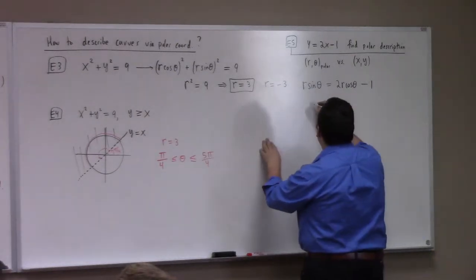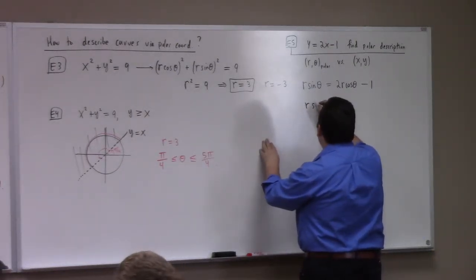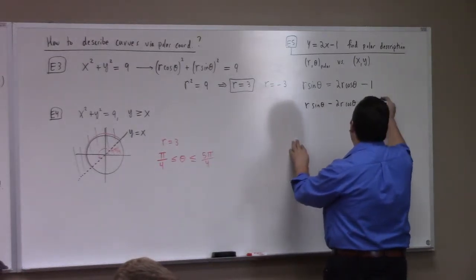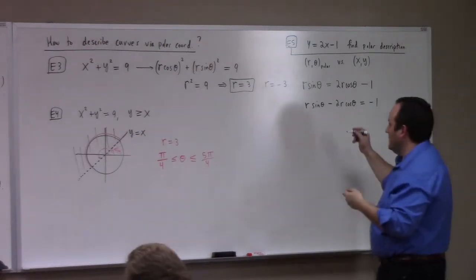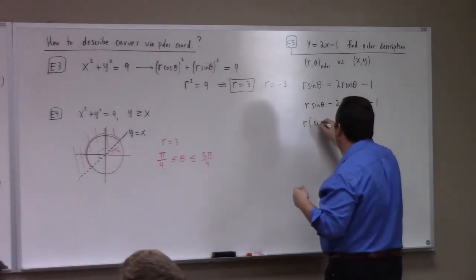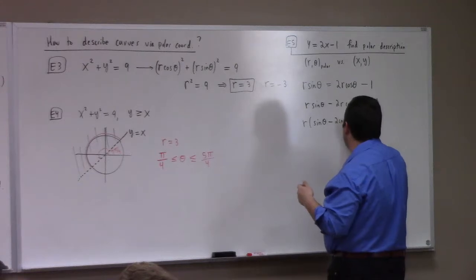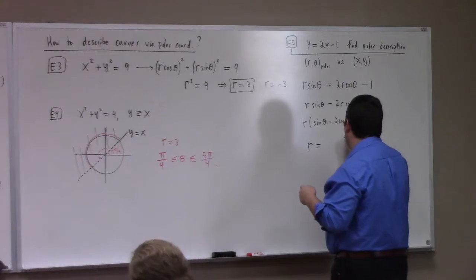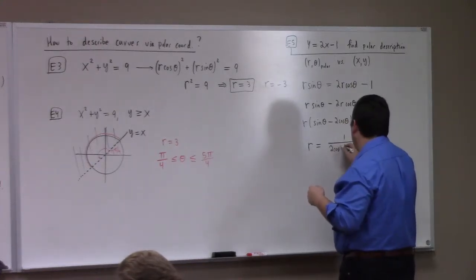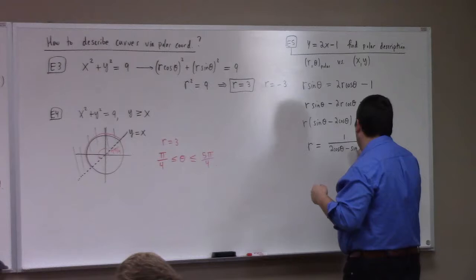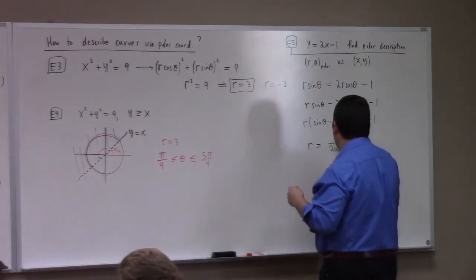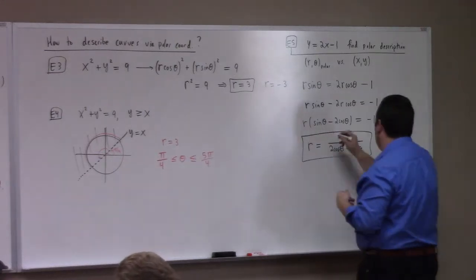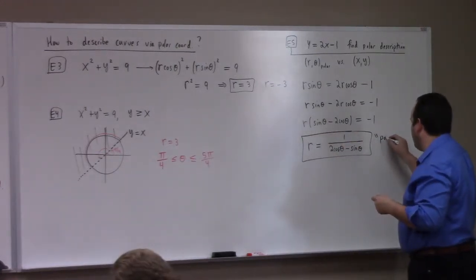So solving for r, I isolate r, so that gives me r sine theta minus 2r cosine theta equals minus 1. Factor out the r. We get r times (sine theta minus 2 cosine theta) equals minus 1. So finally, we get r is equal to 1 over (2 cosine theta minus sine theta). What did the negative 1 do? I flippity-floppited. So this right here is what you might call a polar graph.